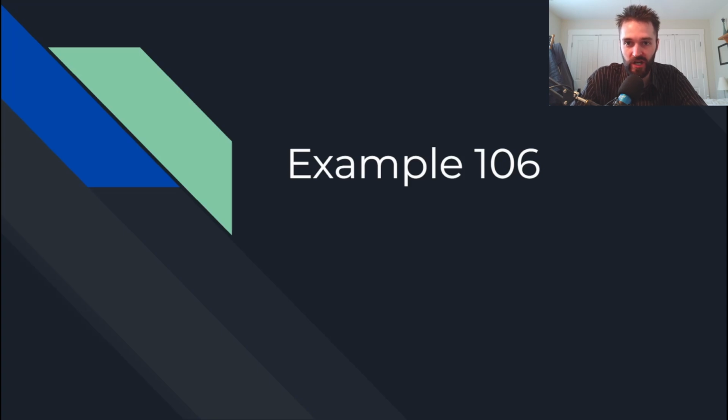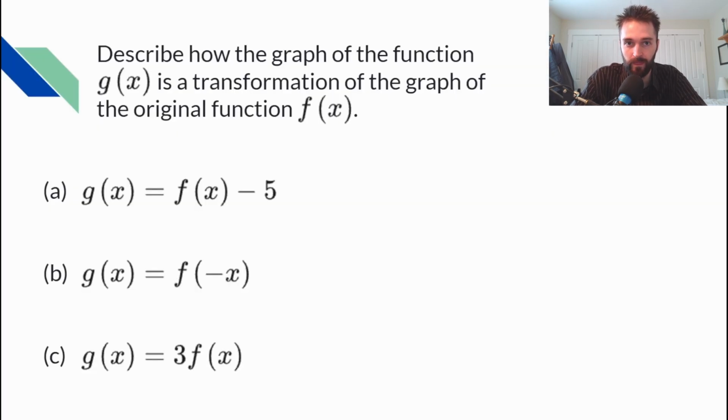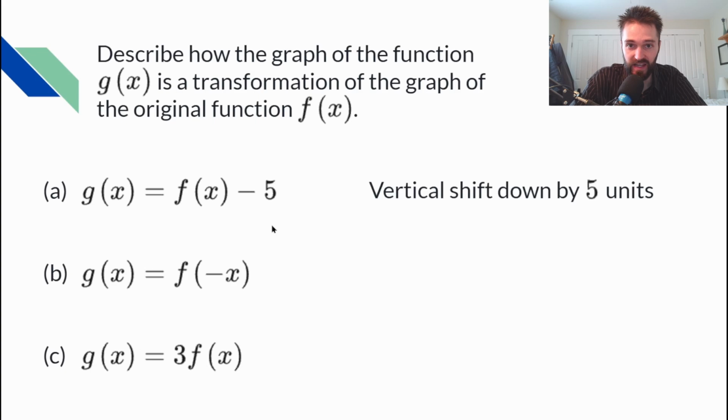Okay, here we go. Example 106. Here we're asked to describe how the graph of the function g of x is a transformation of the graph of the original function f of x. This is a multi-part problem, so let's start with part A. g of x equals f of x minus 5. We're subtracting 5 from the entire function f, from the outside of the function. So that tells me that this is a vertical shift down by 5 units.